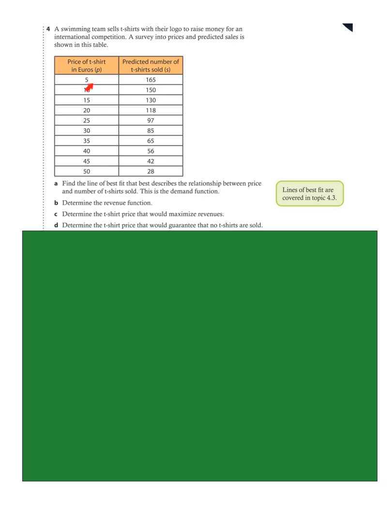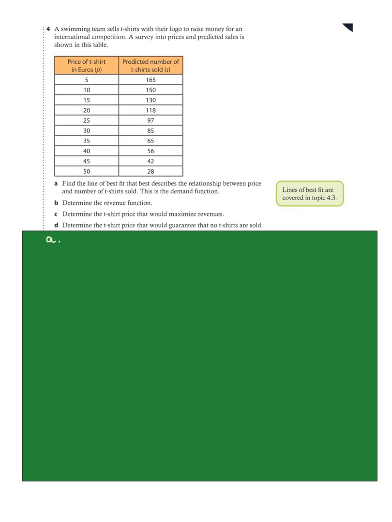So you can see as the price goes up, the number of t-shirts sold goes down. A. Find the line of best fit that best describes the relationship between price and number of t-shirts sold. This is the demand function. Lines of best fit are covered in topic 4.3. Well, we'll do that here. So A.